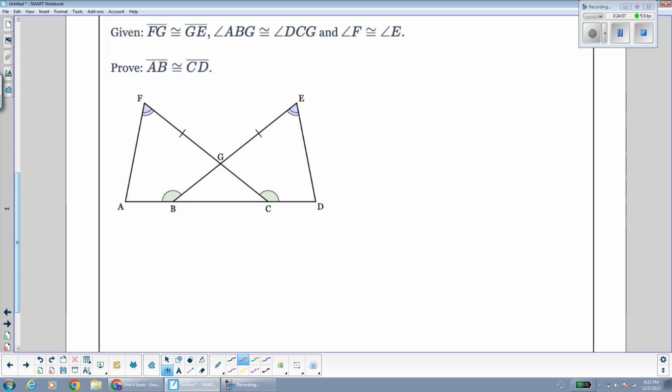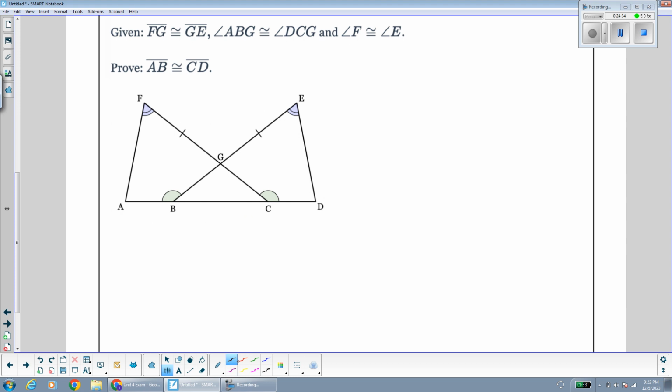Okay, this was a long one. So this one, we need to prove that AB is congruent to CD. So a lot of good ideas here. First, they tell us that FG is congruent to GE, that's marked. And angle ABG is congruent to angle DCG, that's marked as well. And angle F is congruent to angle E. We need to prove that AB is congruent to CD.